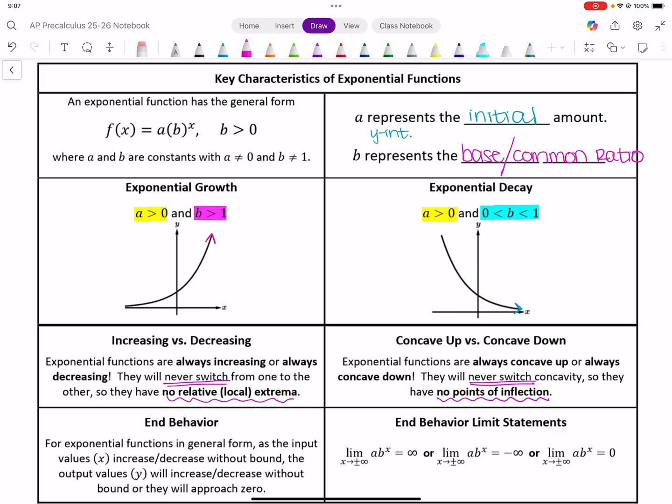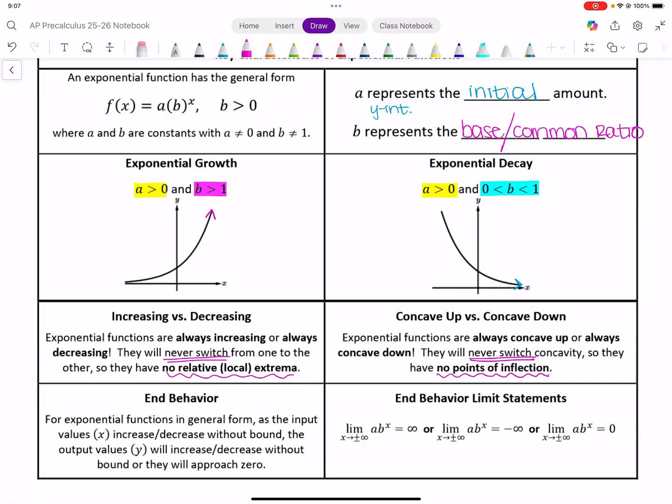And our end behavior, so as I said, as our input values increase or decrease without bound, our outputs or our y values will either increase without bound or they will approach 0. They will only decrease without bound if a is negative. So in general, the limit as we approach positive or negative infinity is either positive infinity, negative infinity, or 0.